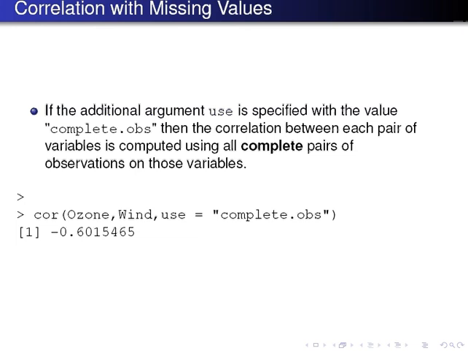If the additional argument use is specified with the value complete.obs, then the correlation for each pair of variables is computed using all complete pairs of observations on those variables. So what I should do here is use just the complete cases, all the cases where there are no missing values. So I'm going to just copy and paste that out.